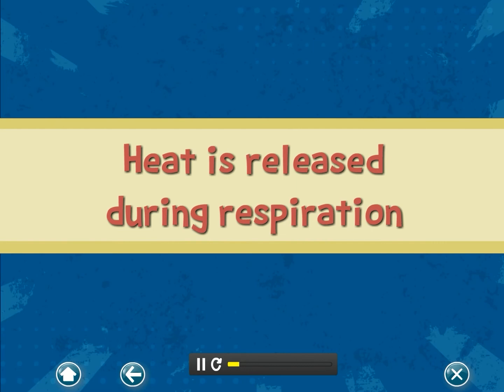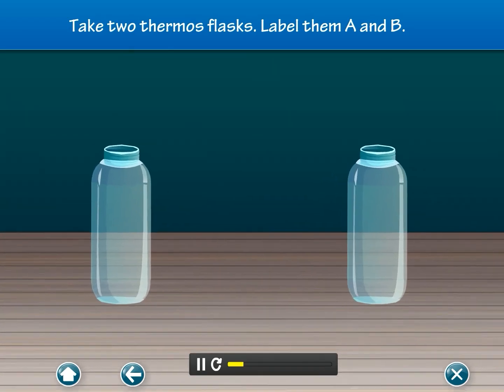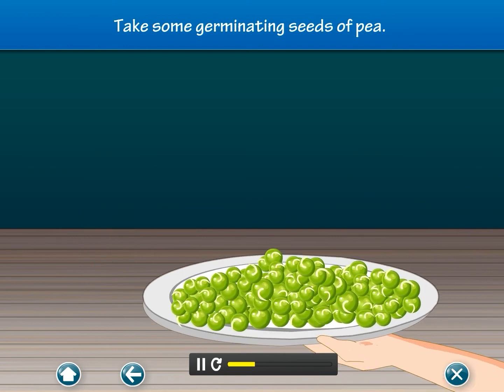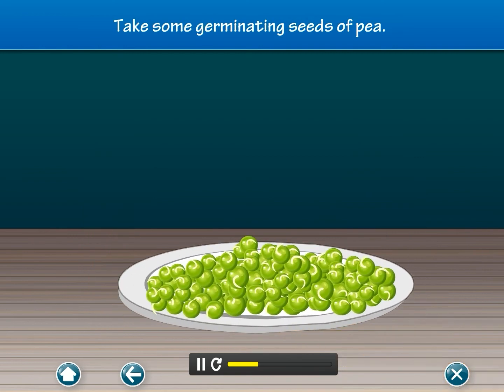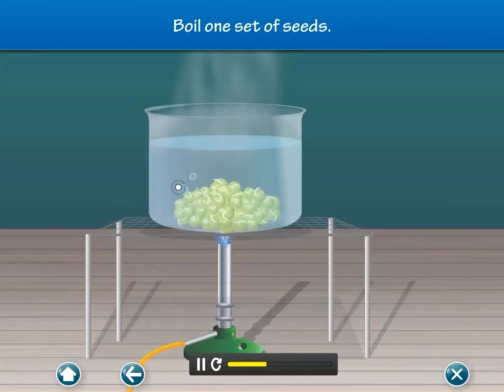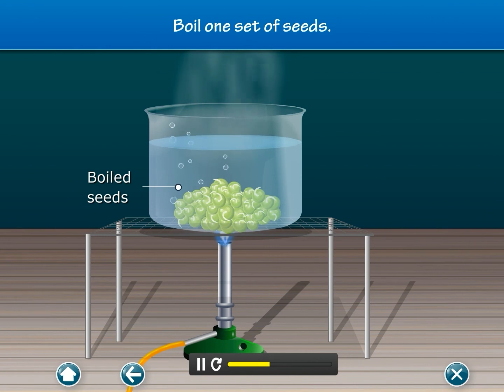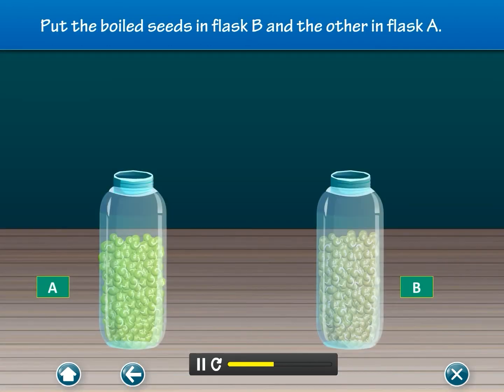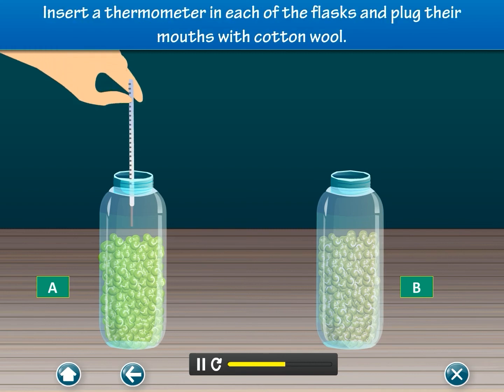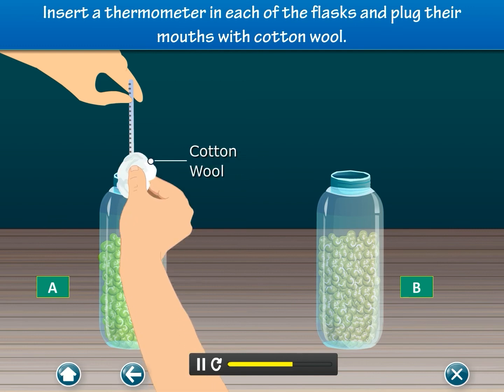Heat is released during respiration. Take two thermos flasks. Label them A and B. Take some germinating seeds of pea. Divide them into two sets. Boil one set of seeds. Put the boiled seeds in flask B and the other in flask A. Insert a thermometer in each of the flasks and plug their mouths with cotton wool.